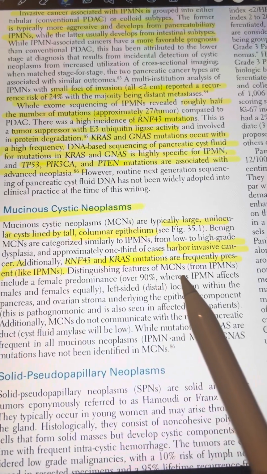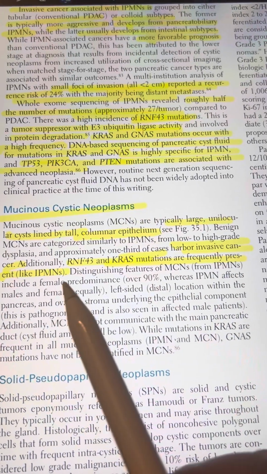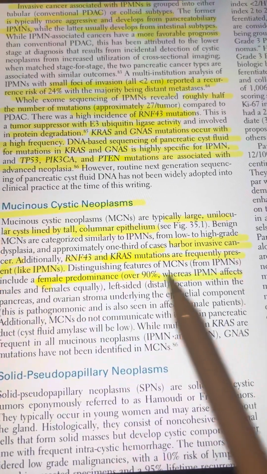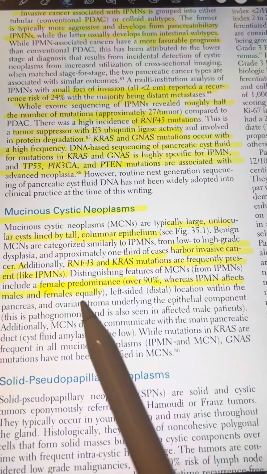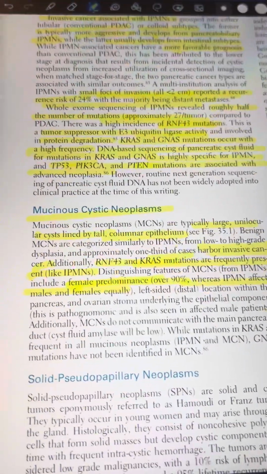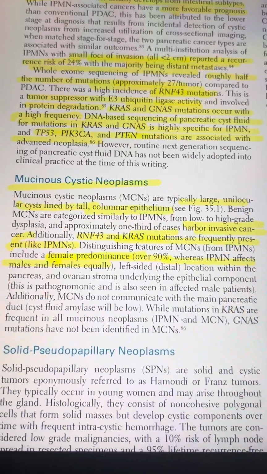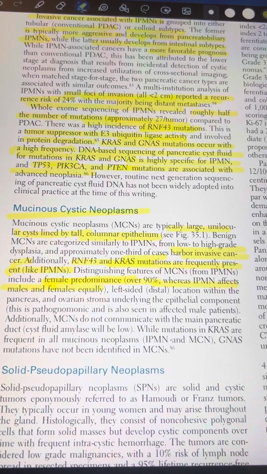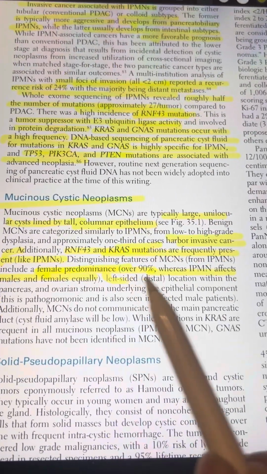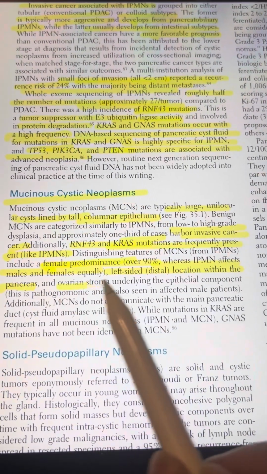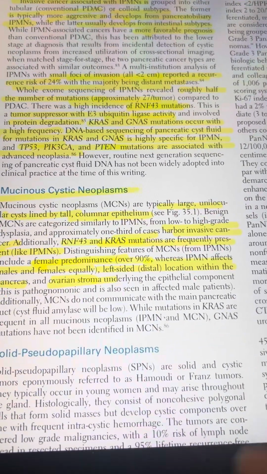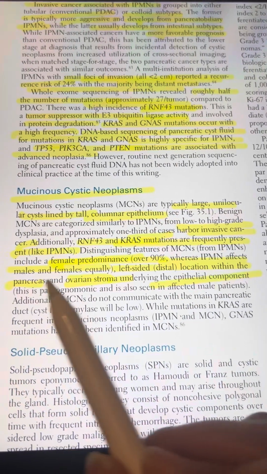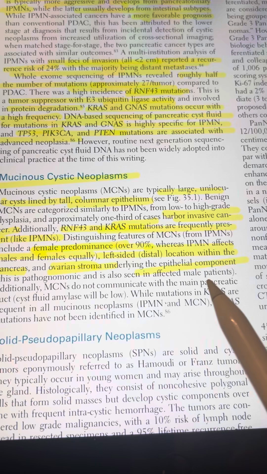Distinguishing features of mucinous cystic neoplasm from IPMN include female predominance of 90%, whereas IPMN affects males and females equally. So mucinous cystic neoplasms mainly affect females in their 40s. They are left-sided, that is, in a distal location within the pancreas, mostly in the tail, and they have an ovarian-type stroma underlying the epithelial component, a pathognomonic feature that is not seen in affected male patients.